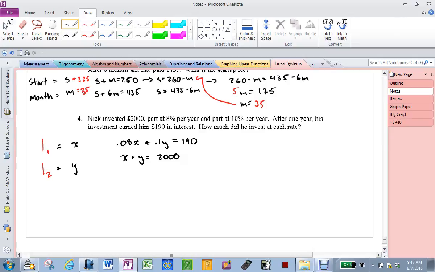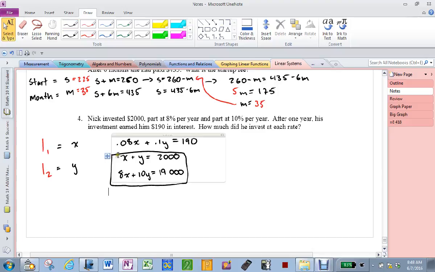Does everybody understand? What's ugly about this? Decimals. Should you get rid of them? I always do, especially if it's the no calculator part. So what would this really be? 8x plus 10y equals 19,000. Because you multiplied by 100, didn't you? So you got to add 2 zeros. Now do you have a system that you can easily solve? What choice will you use to solve it?